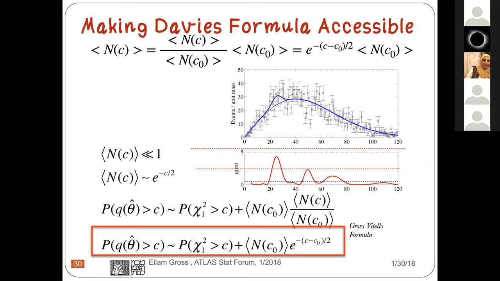So our formula is given by this. The global p-value is given by the local p-value plus the number of upcrossings at a manageable level of, say, 0 or 1 standard deviation, times e to the minus (c minus c0) over 2. That's all. That's the only thing. You can remember it by heart. It is so simple, and so easy to implement. So easy.